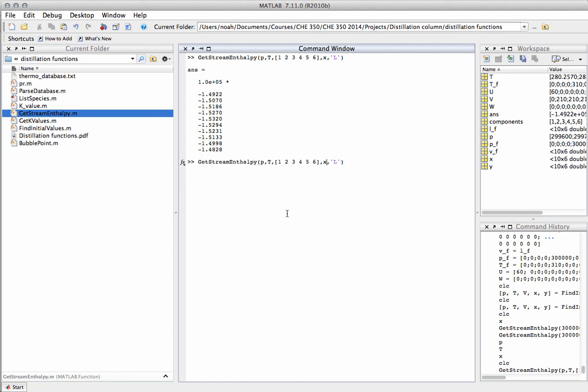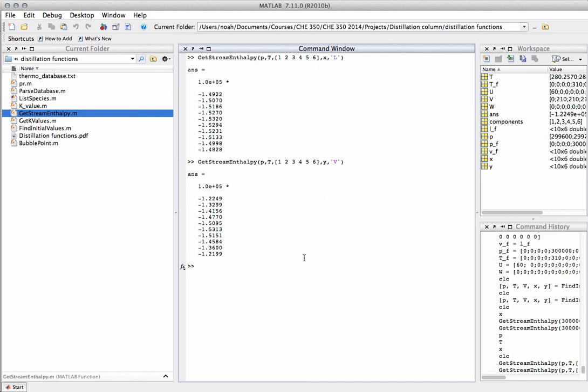We could do the same thing for the vapor. So now we're looking at the vapor phase compositions, and we're telling it to do a vapor phase enthalpy. And we get the enthalpies of the vapor, and we're done. So we can get stream enthalpies for as many liquid or as many vapor phases as we want. The units of enthalpy here is going to be in joules per mole. So we got enthalpy in joules per mole. Okay, so that's what you got. Again, this distillation functions.pdf file gives you detailed instructions on how to use all of these. We'll take a closer look at these in class next time.